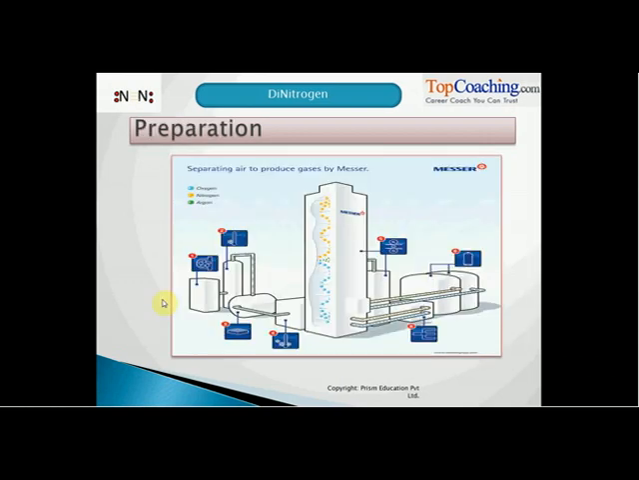So here we have an equipment from Messer that is used to produce dinitrogen industrially. Well, before we go into further details of this equipment, let us understand the principle behind the production. Dinitrogen is prepared by liquefaction and fractional distillation of the air that we breathe, right?